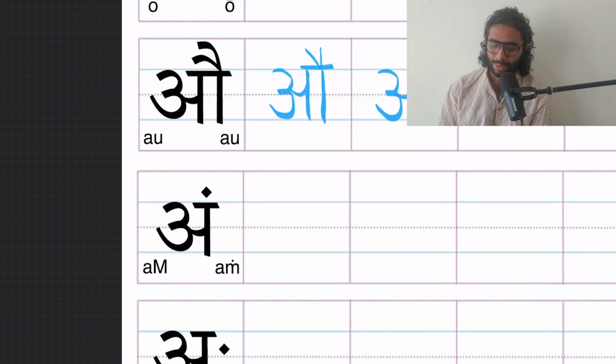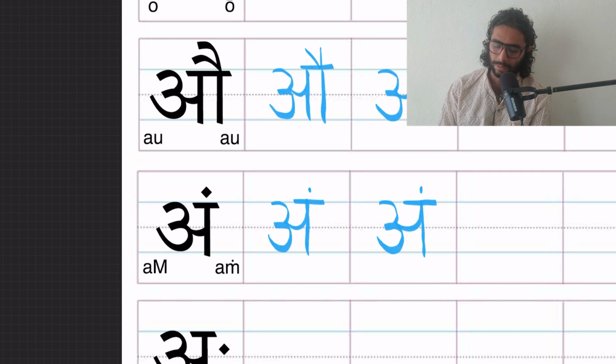The last two are Am and Aha. Am is written like this. There's a dot on top. Once more. This is A with a dot on top. One more time, with as much attention as you can muster.